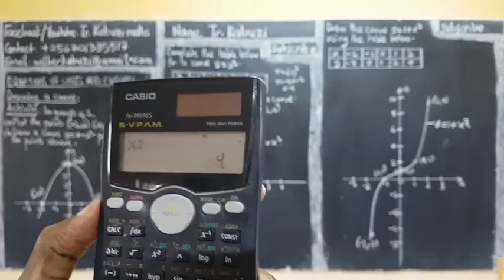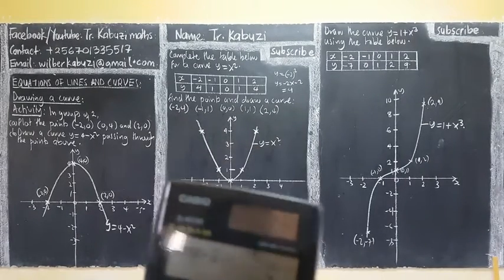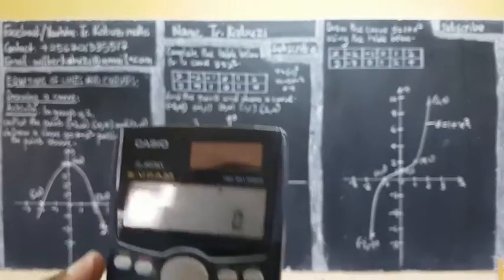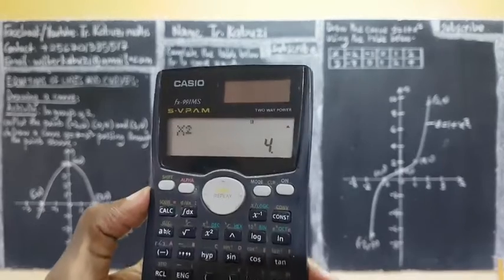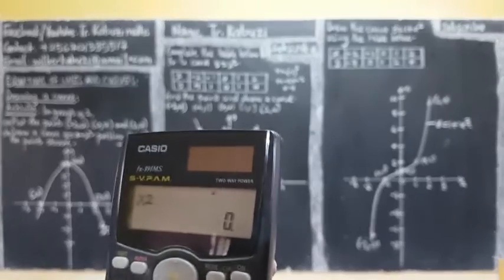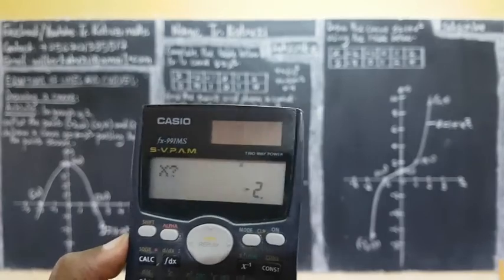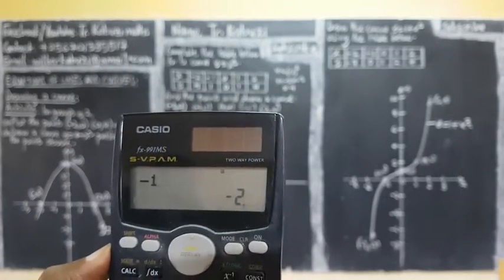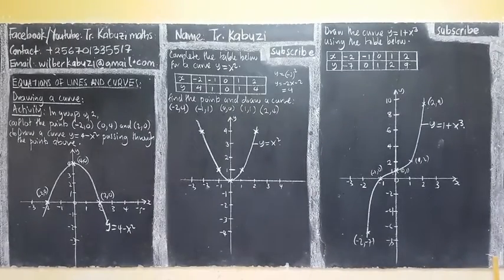Press equals. Then you press in our -1. Press equals, you see that we got a 1. So that's how we can use a calculator to evaluate them.